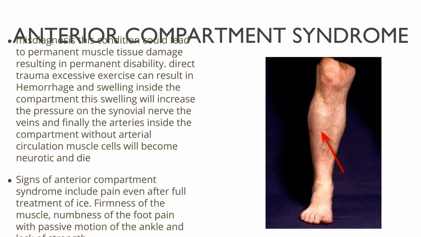If anterior compartment syndrome is not treated promptly, it can lead to permanent muscle tissue damage and even disability. Direct trauma or excessive exercise can cause bleeding and swelling inside the compartment, which increases pressure on nerves and blood vessels. Without proper blood flow, muscle cells can die. Signs to watch for include ongoing pain even after rest, firmness of the muscle, numbness in the foot, pain with passive motion of the ankle, and visible swelling. These are red flags that require immediate medical intervention.